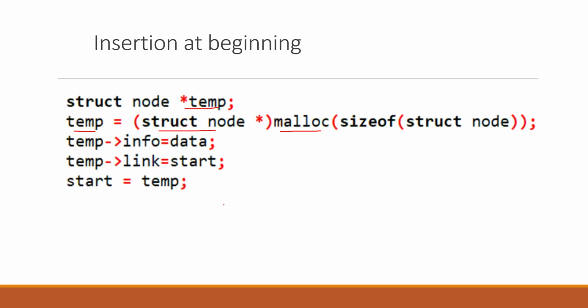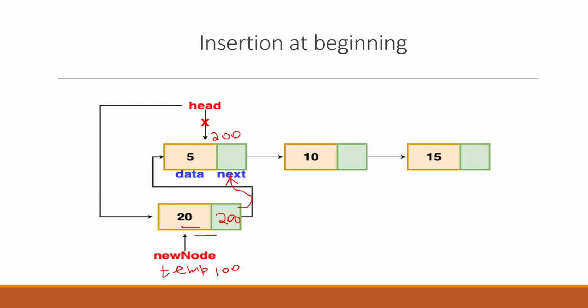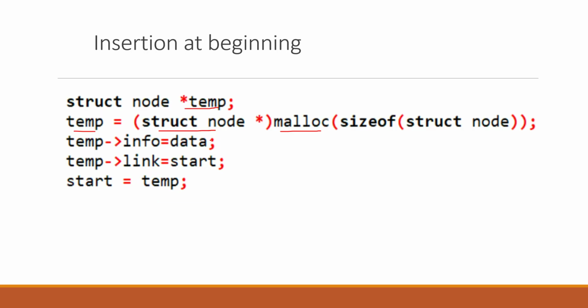Next statement is start is equal to temp. Currently head points to this node. Now we will assign head equal to 100. Now the link of head points to this new node instead of this first node. This link is now broken. A new node is inserted at the beginning of a list.